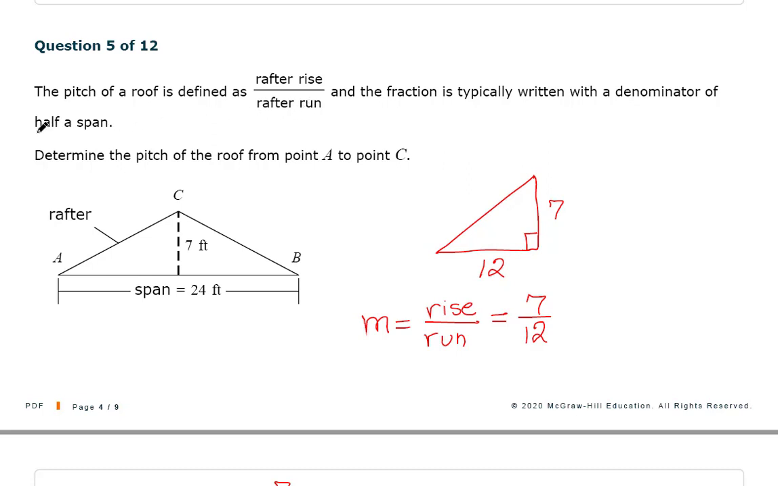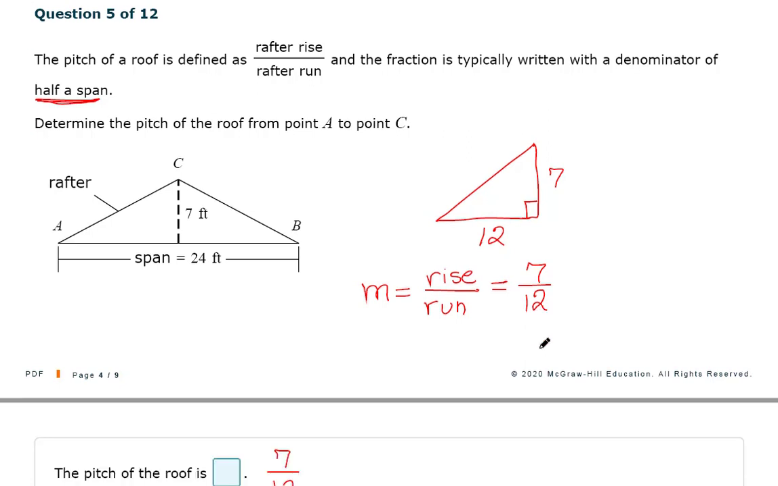And they say here half a span. So half of the span, half of 24, is 12. And so the rise is 7, so 7 over 12. And that's not reducible.